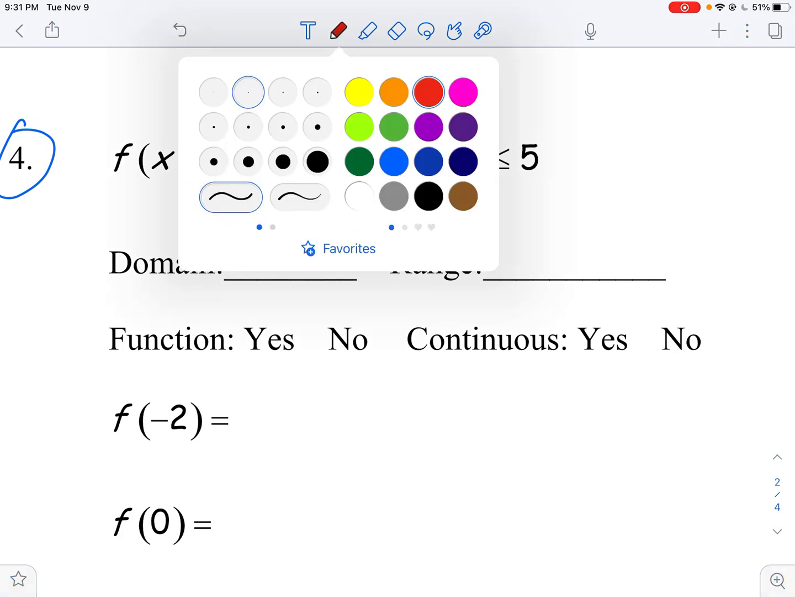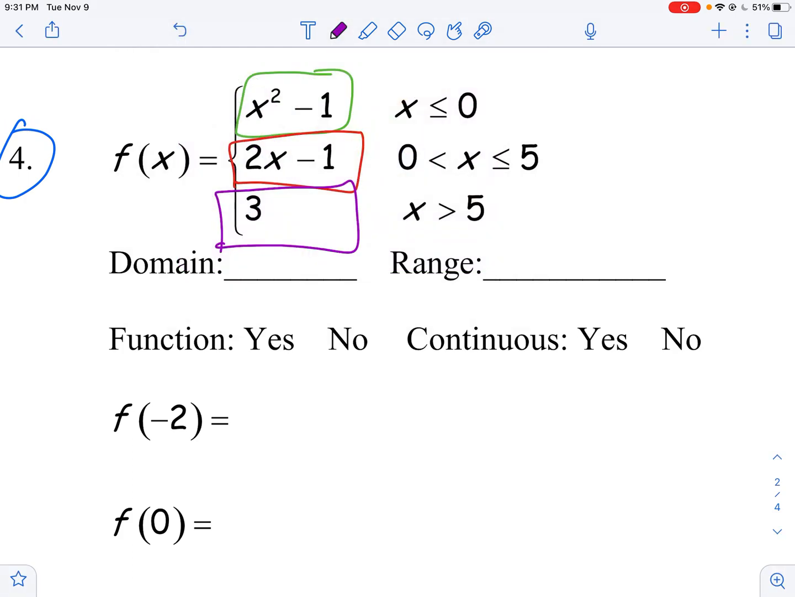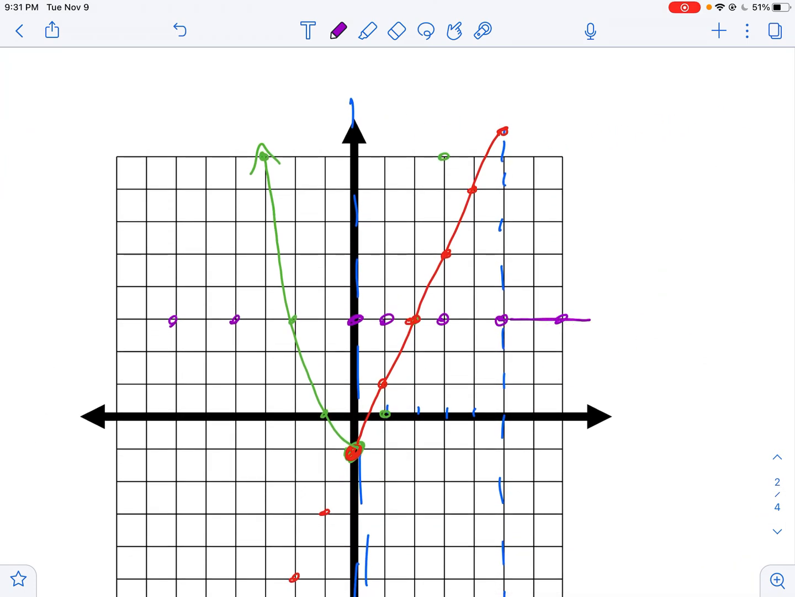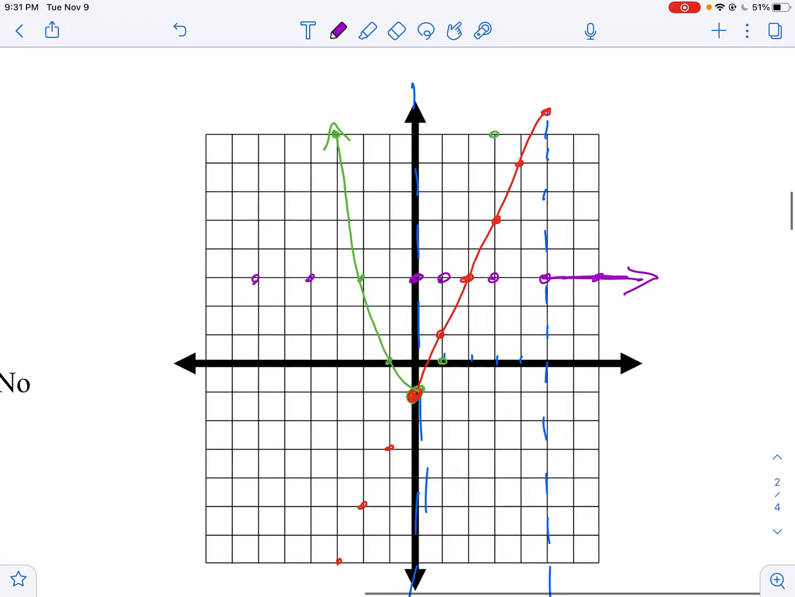And then my last one is 3, and that's to the right of 5. So I'm just connecting here to the right of 5. All right, so I got my piecewise function connected up.